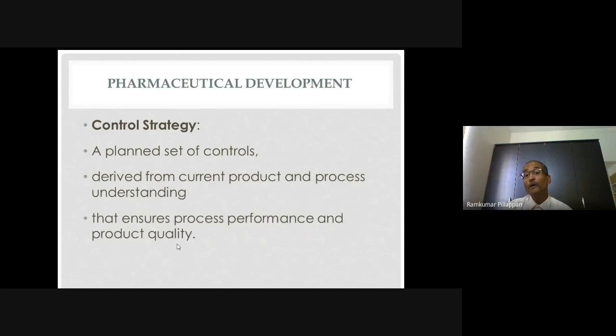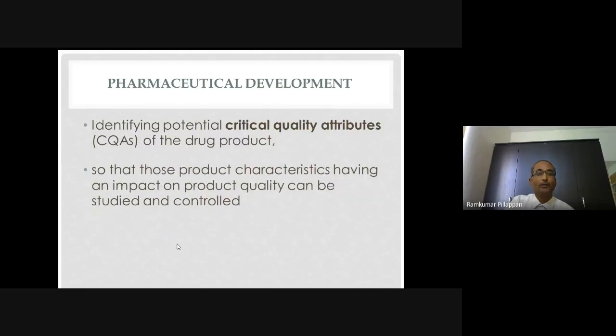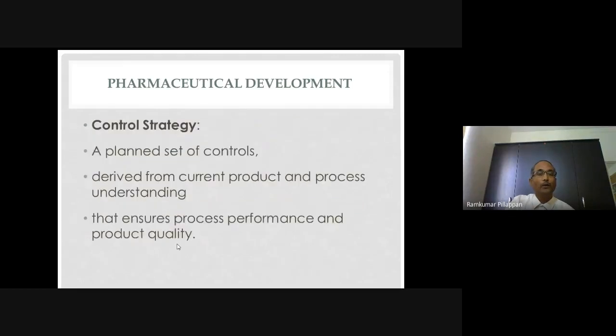As I said, what is CQA? What is critical for my product quality? So you control your quality by choosing the right product and process understanding, and ensure the performance of the process and product quality happens. So what is the objective of any product development? You ensure the process, that is nothing but the coating process or compression process or packaging process, performs as expected. The product inside this packaging is also of the right quality as designed. So this is the final objective of control strategy. You have to use the CQA, critical quality attributes, so that you ensure your QTPP. So my final product should ensure that it has the correct bioavailability, correct stability and strength, using critical quality attributes, while you ensure that control strategy is in place.